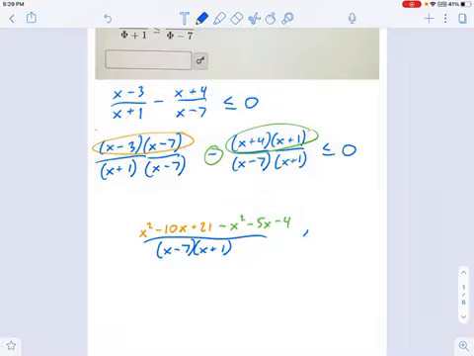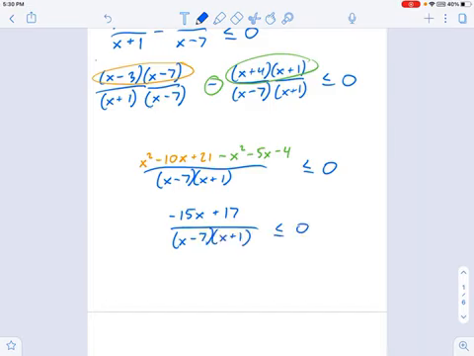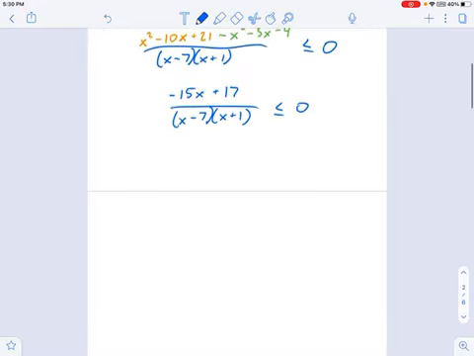Okay, great. Now we can keep on moving. I'm going to simplify this by combining all like terms. So notice the x squareds cancel out. And then I have negative 10x minus 5x. So that's negative 15x. 21 minus 4 is 17. All over x minus 7 and x plus 1. Okay, so now I have simplified what I started with into a rational which has all linear factors. In other words, there's no x squareds, and it's compared to 0 on the other side. So we're ready for a sign table.